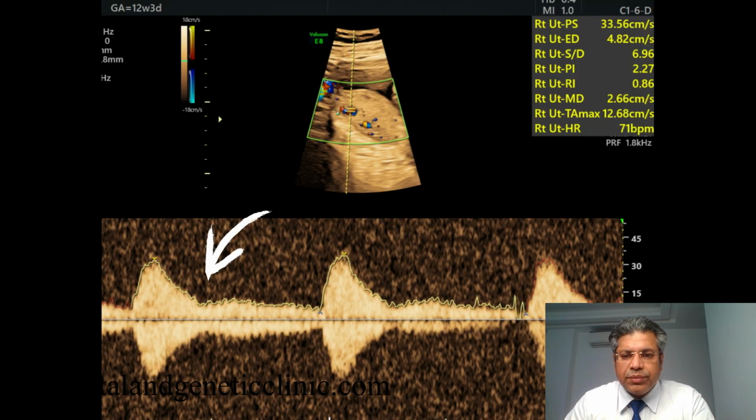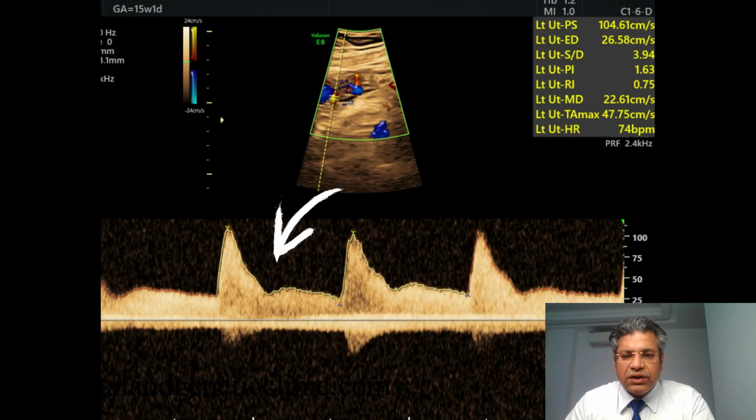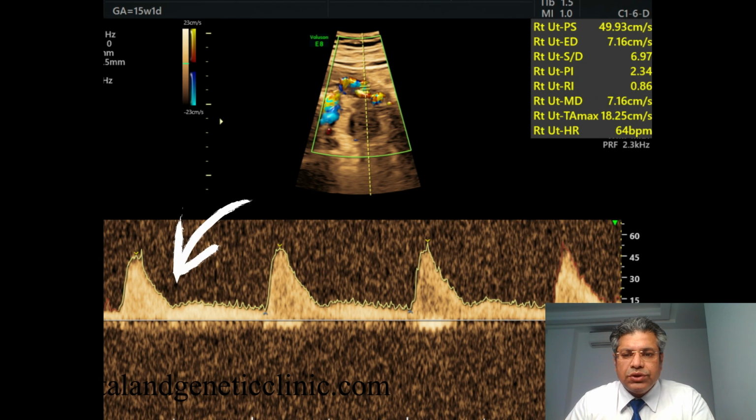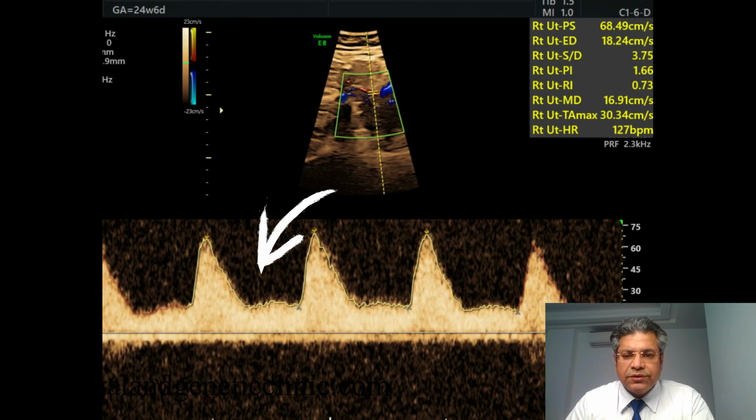So there are a few cases that we can talk about. This is the lady that we are seeing at 12 weeks. We can identify that this is the uterine artery. We have the RI and PI values of both the right and the left uterine arteries, right? And then the same lady was followed up at 15 weeks. We identify that there is a post-diastolic notching in both the uterine arteries, and the resistance index has not changed much, right?